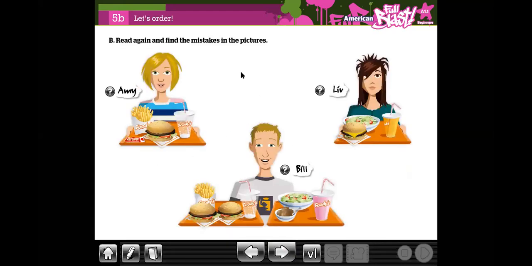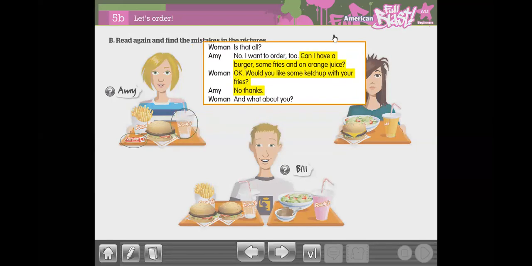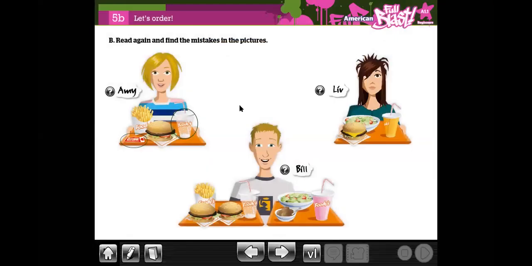Okay, now here we have a picture. You are going to find the mistakes. For each picture, for Amy, Leaf, and Bill, you have an incorrect picture. Tell me, for Amy, what is incorrect? The ketchup, and the drink. Exacto. Can I have a burger, some fries, and orange juice? Would you like some ketchup with your fries? No, thanks. Okay, no pidió esto. No drink.